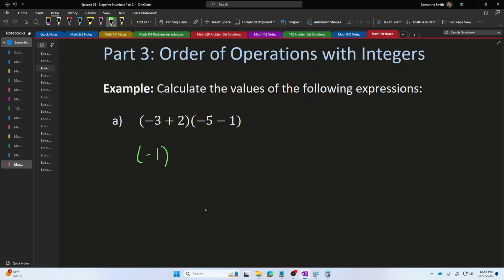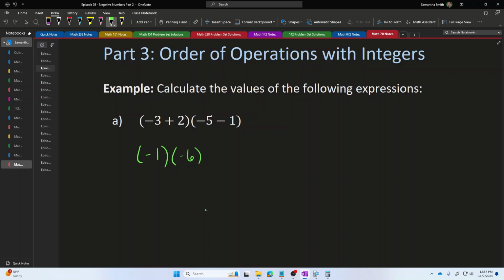In the back, I have -5 minus 1. So I'm already in bad shape with -5, but then someone comes along and takes an extra unit away from me. So now I'm even worse off than I was before. Now I am down to -6.